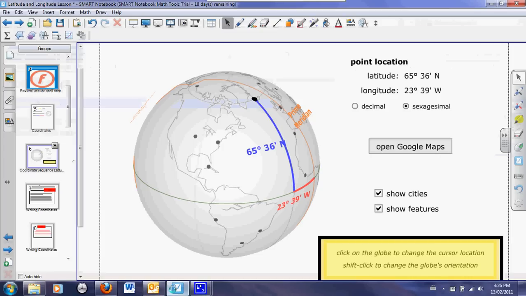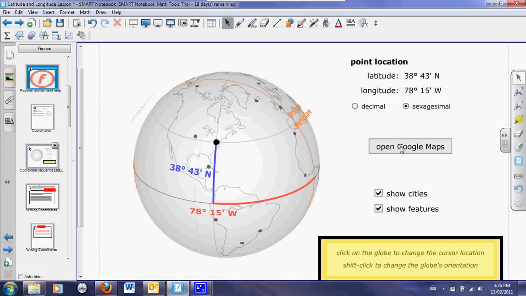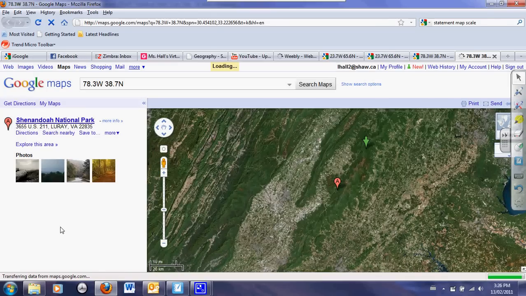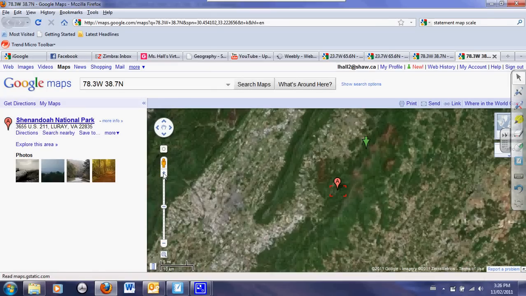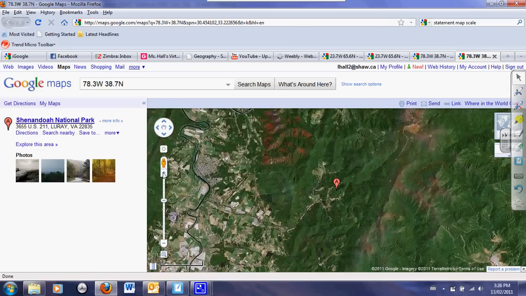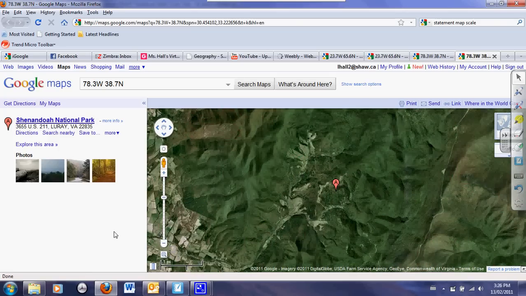Let's try another one. Let's do Washington, D.C. again, and then let's open up Google Maps and see what we see. Now we can zoom in. Let's actually see exactly where we are. On the edge of a town somewhere. Obviously Washington, D.C. Okay, so you can play around with that as well.